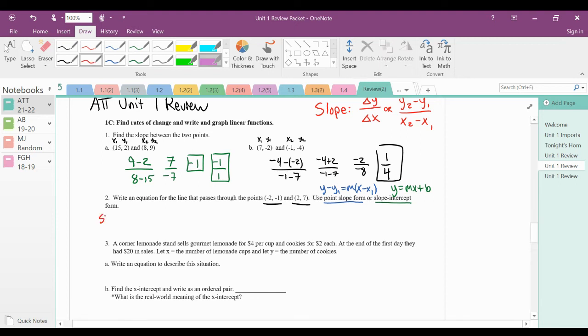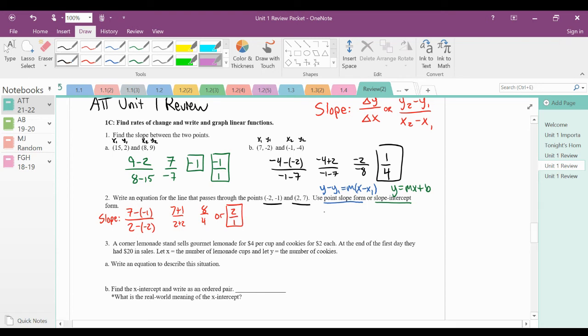First thing, regardless, is that I need to find my slope. So that is going to be 7 minus negative 1 over 2 minus negative 2. Gives me 7 plus 1 over 2 plus 2, or slope of 8 over 4, aka 2 over 1. So I have my slope now.